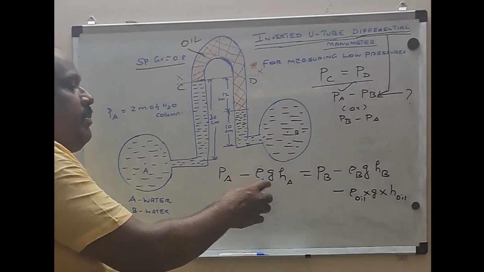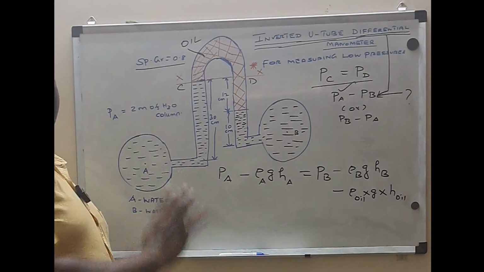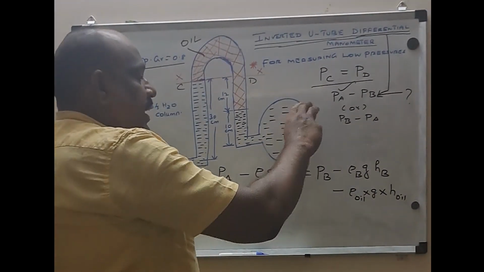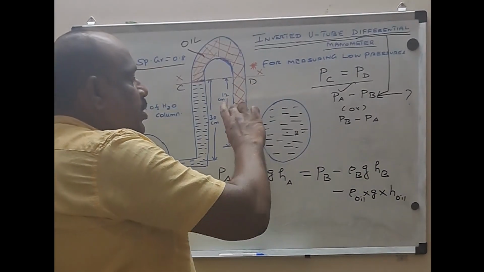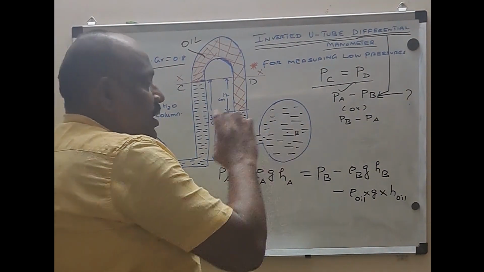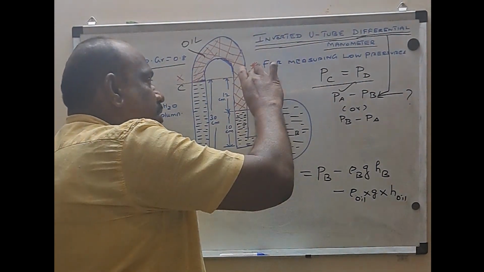But why did I put a minus sign? Because G is not positive, G is negative because we are going against the gravity. Coming to the right hand side, PB minus rho B into G into HB of this B water. It's not stopping here only, it's having this side also.